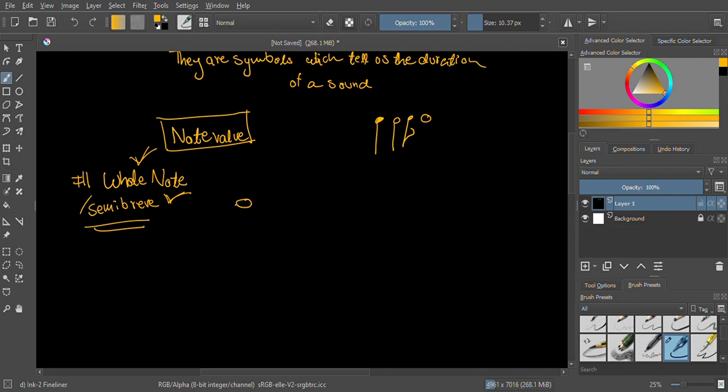And as for the value of this whole note, the value of this note is equal to exactly 1. That is its note value. So the note value of a whole note is exactly 1. And we'll come to what this note value means in the lessons to come. But anyways, that's what you need to know about the whole note.